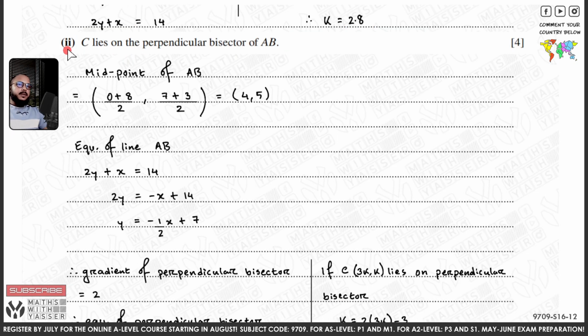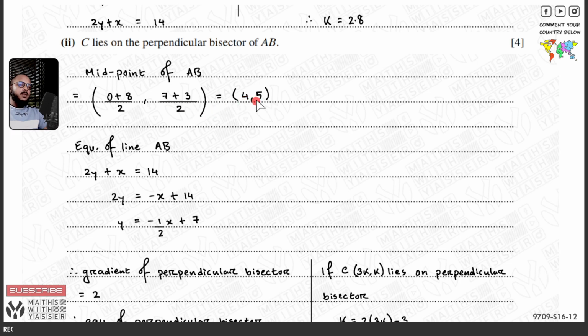In the next part of the question, now the condition has changed. It says that C lies on the perpendicular bisector of AB. So first we need to find the equation of the perpendicular bisector. For that, we will be needing the midpoint of AB because that is the point through which the perpendicular bisector will be going. So the midpoint of AB, the formula that I'm using is (x1 plus x2) over 2, comma, (y1 plus y2) over 2. So the points of AB are being used here. So (0 plus 8) over 2 and (7 plus 3) over 2, that gives us 4 and 5.